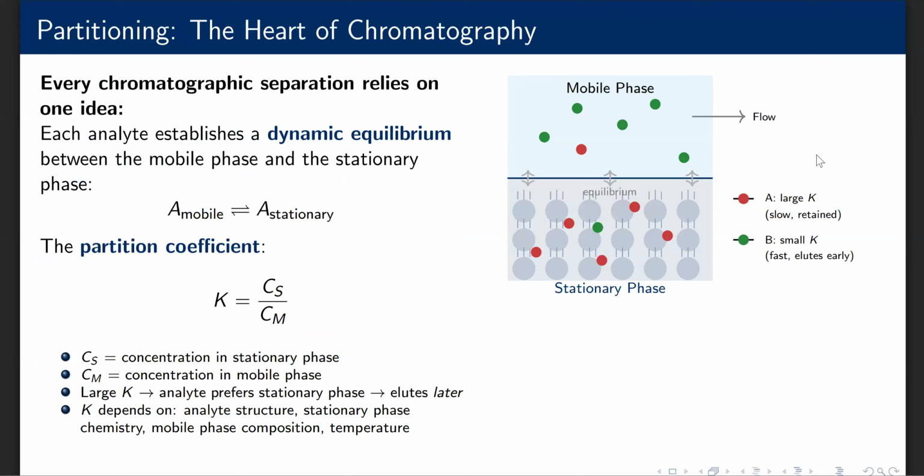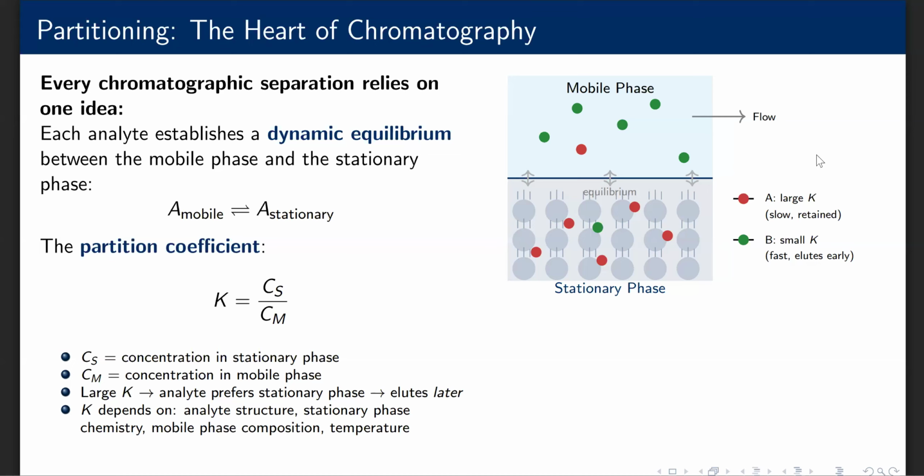Look at the diagram on the right. The bottom region represents the stationary phase. I've drawn it with spherical particles, which is what you would see in an HPLC column. The little lines on each particle represent the bonded phase, the chemical coating that interacts with analytes. Top region is the mobile phase, flowing from left to right.